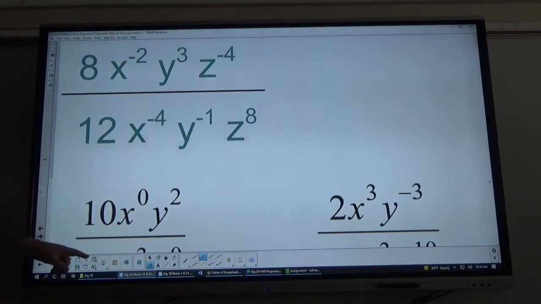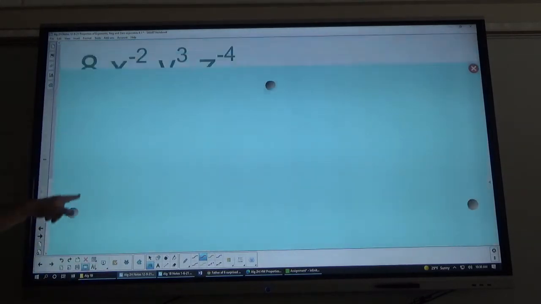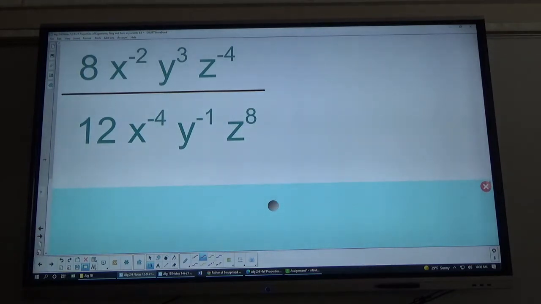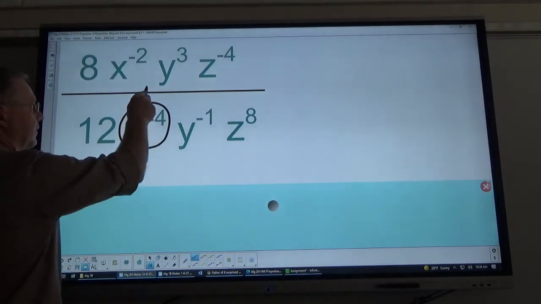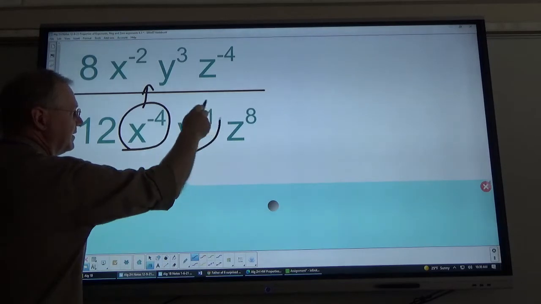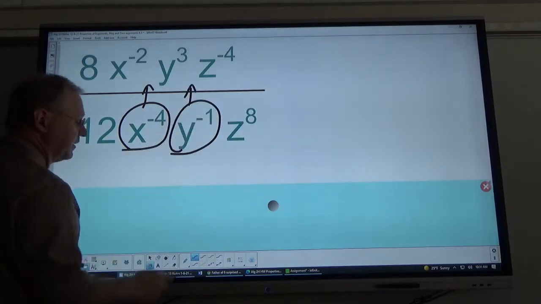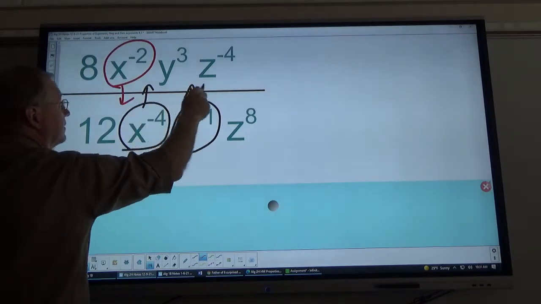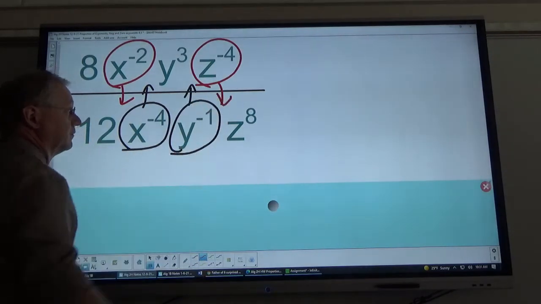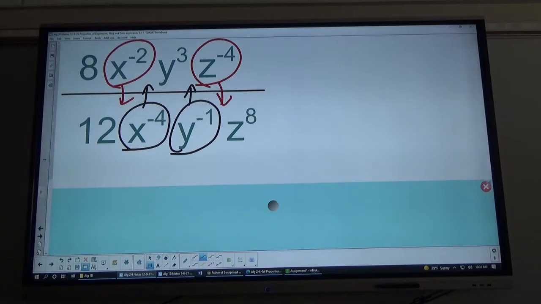All right, now let's pay attention to the top here. On top here, I have this problem, and the first thing I'm actually going to do with this, and you don't have to do it this way, but I'm going to show it this way, is I'm going to take anything that's raised to a negative power and put it on the other side of the fraction bar. Now I'm moving those up, and I'm moving this and this down. Everything else will stay where it is.